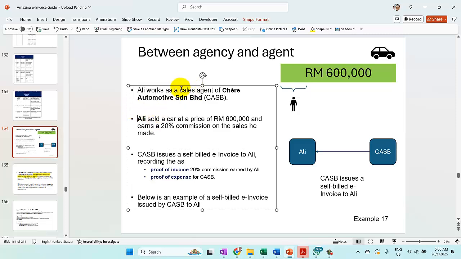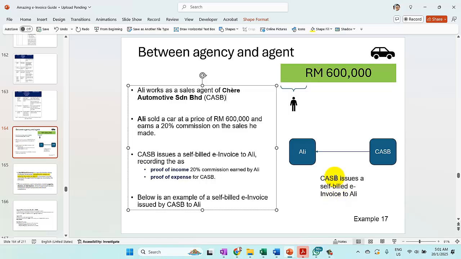Ali works as a sales agent, so there must be a contract that they are the sales agent. Ali sold a car at the price of 600,000, and 20% of that is the sales commission, right? So that is 120,000. So how do you prove to LHDN that this is an expense? CSB says this is not my income, this is the income of Ali. So that's why CSB issues a second e-invoice.